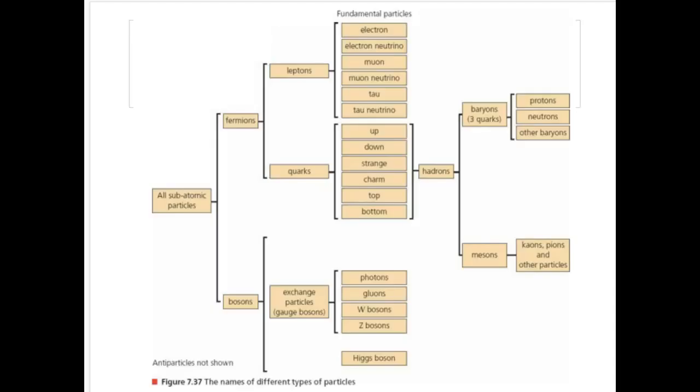I like to refer to this diagram because hopefully it will help you to organize all this information. In general, all subatomic particles are split up into 2 types. Fermions, which are matter particles, and bosons, which are force particles. Your fermions can be leptons, which are the electrons, etc., and quarks, which are up, down, strange, etc. Now we're going to talk about the bosons.